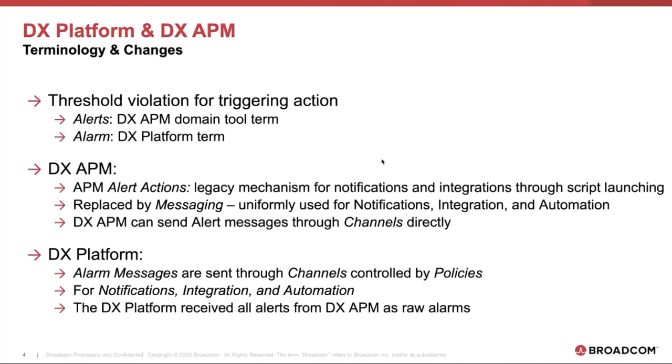DX platform messaging uses channels as its uniform transport abstraction for notification, automation, and integrations. The DX platform uses policies to control which alarms are passed through to which channels and ultimately sent as messages. DX APM may, however, send alerts directly to channels, not using policies, for direct messaging, as I call it.